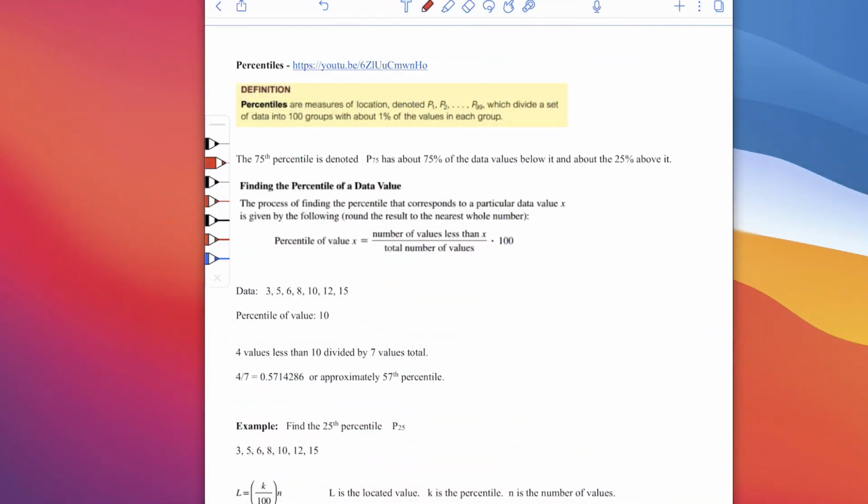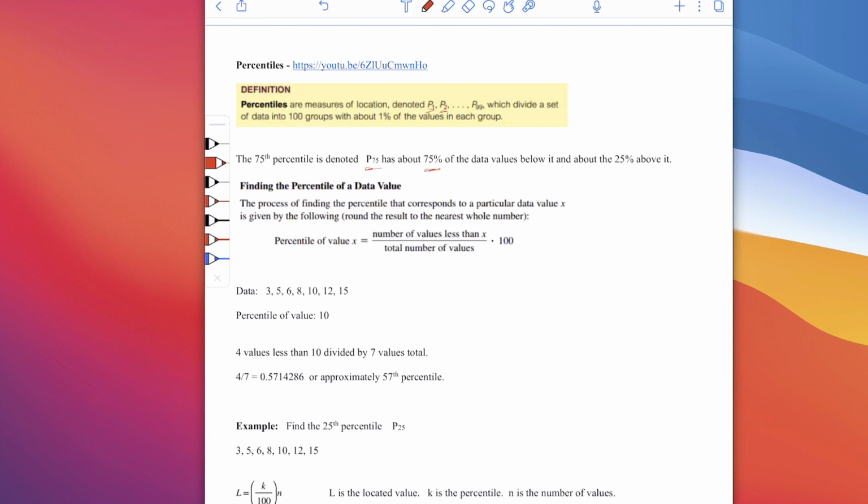Okay, I thought I'd go through this second half of section 3.3. We left off here. We're going to start with percentiles. It's a measure of location. It's denoted by p sub 1, p sub 2, whatever percentile you're looking for. So the 75th percentile would be p sub 75.